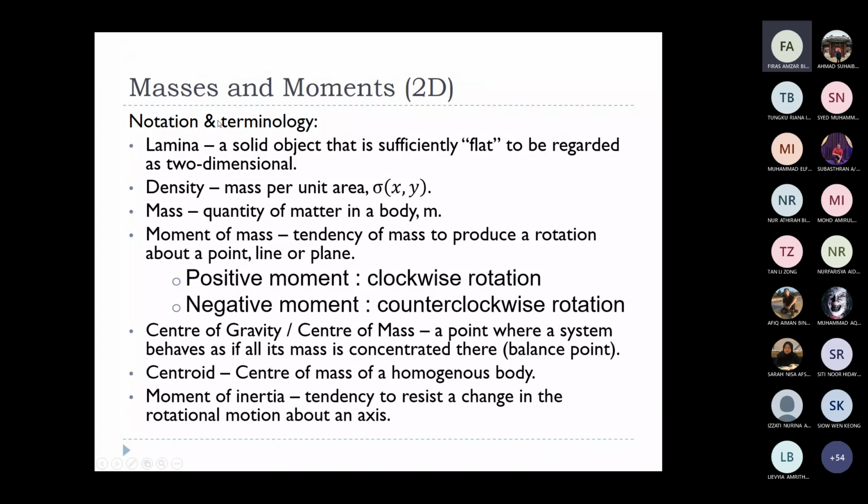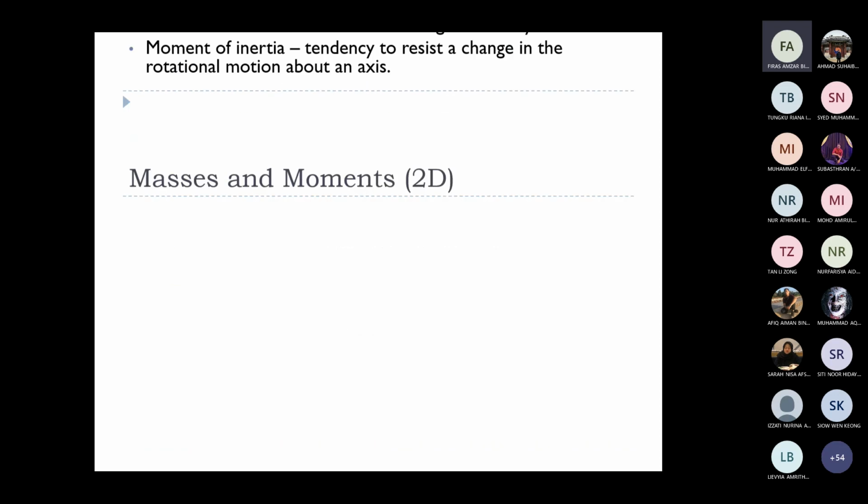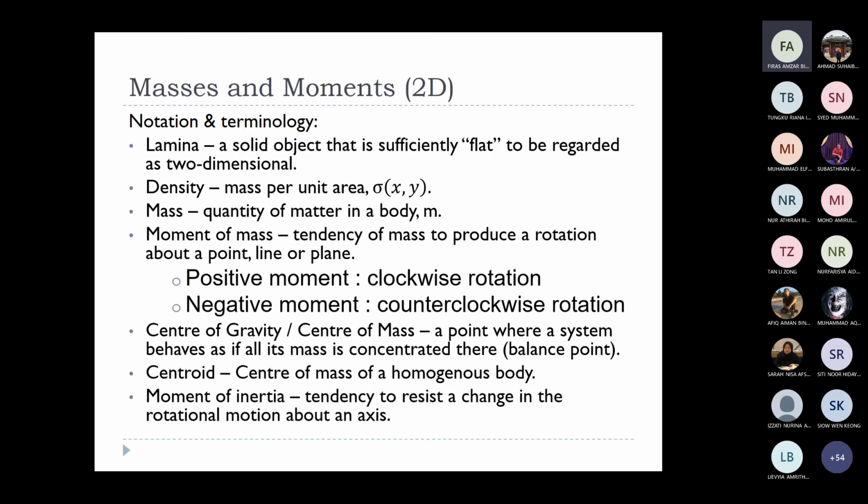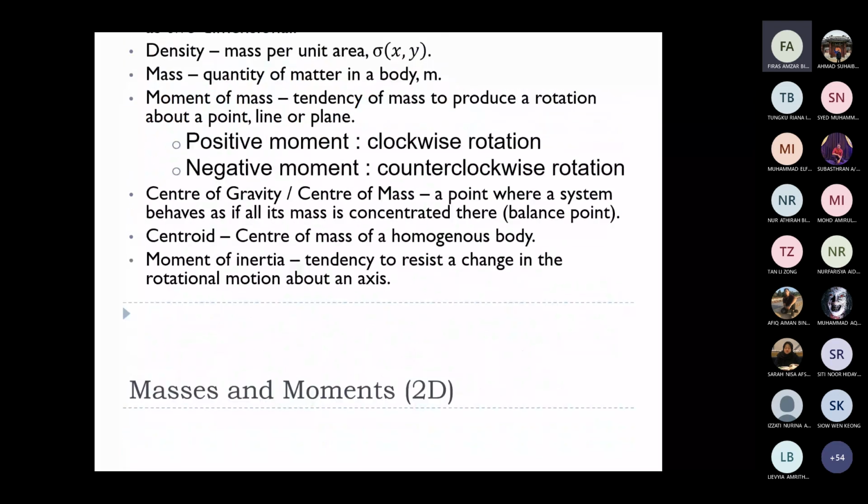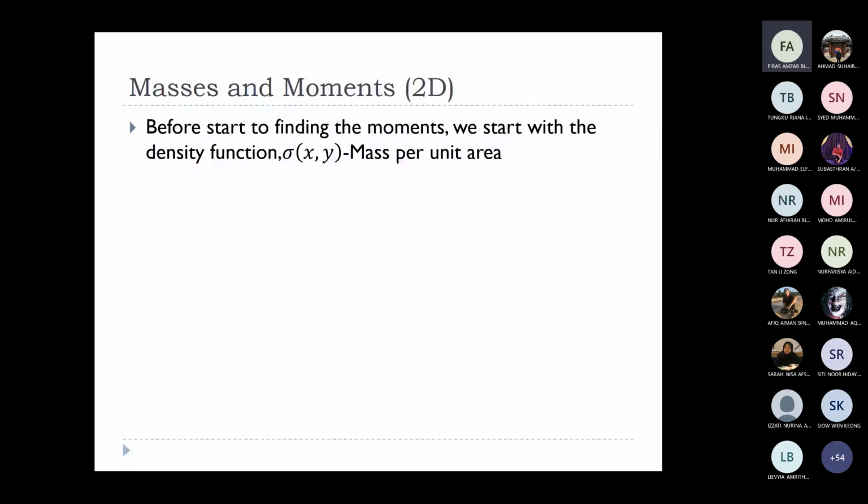Moment of inertia is the tendency to resist a change in the rotational motion about an axis. Okay. So from here, we will have masses and moments in 2 dimensions. So before we start finding the moment, we start with the density function sigma xy, which refers to the mass per unit area.